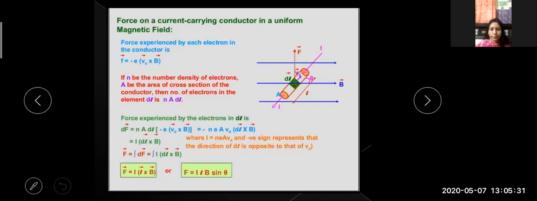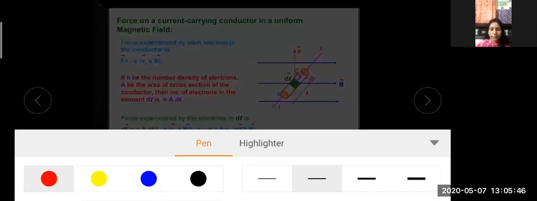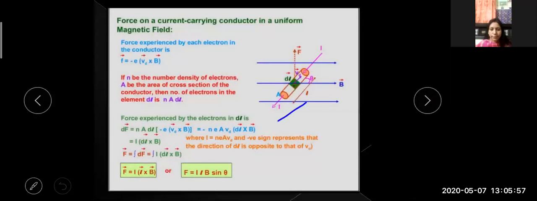For this, consider a conductor of length L, area of cross section A. Current I is flowing through this conductor. This conductor is placed in a magnetic field. So this is a conductor which is placed in a magnetic field. Magnetic field is this.